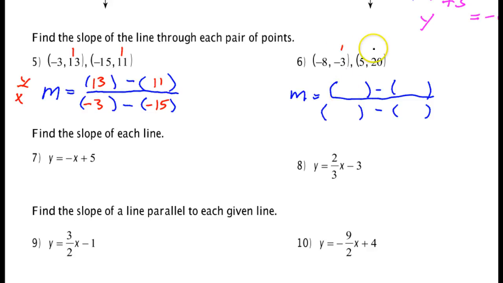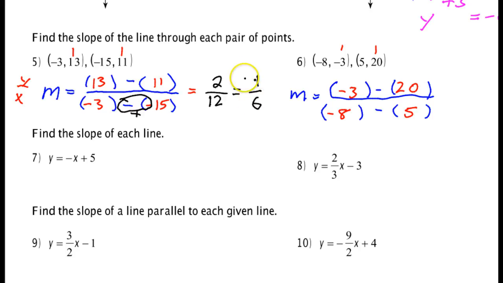Over here, Y's are the rise. Negative 3 and 20. Negative 8, negative 5. That's the hardest step right there. Plugging stuff in correctly. After that, pretty straightforward as long as you don't mess up on negatives. So like here, double negative plus. That's the only one. Okay, so 13 minus 11. Negative 3 plus 15, or 15 minus 3. 12, which equals 1/6.